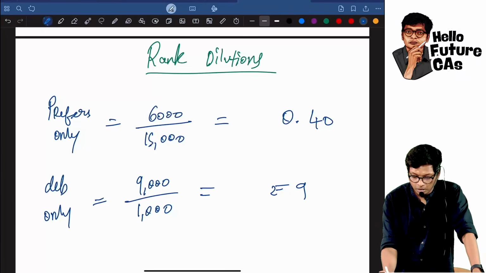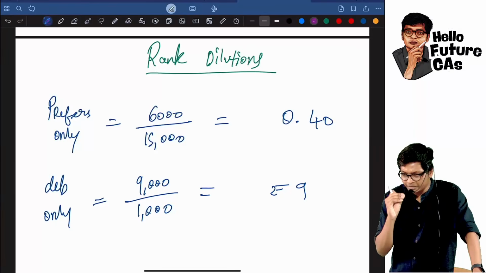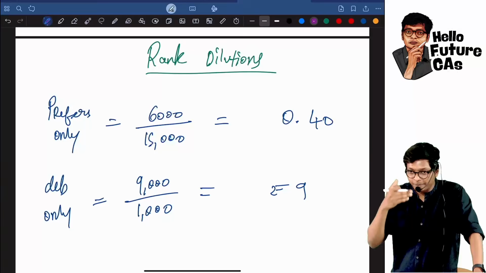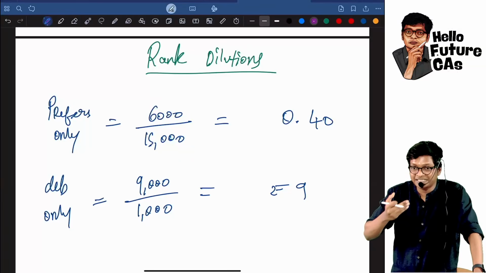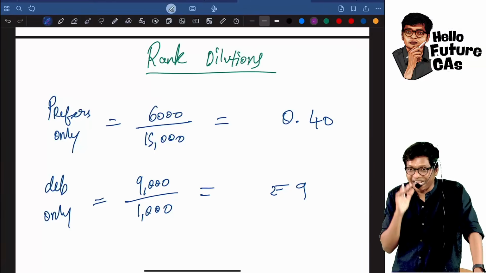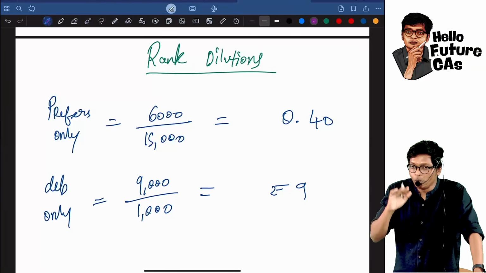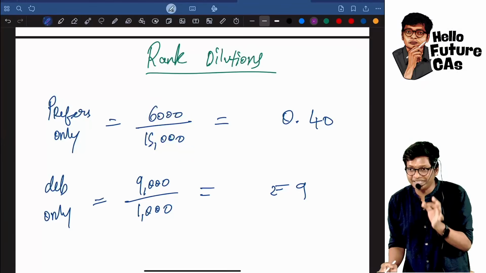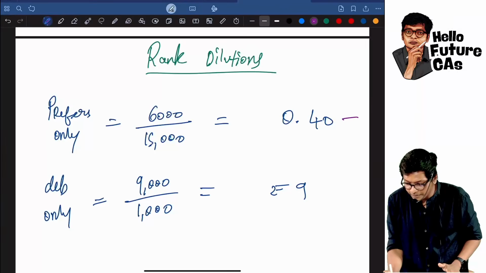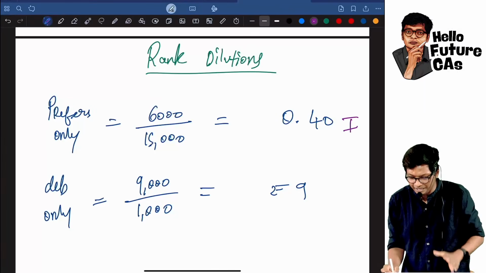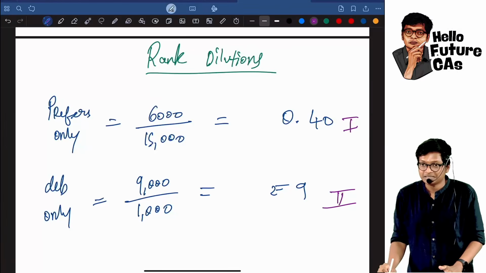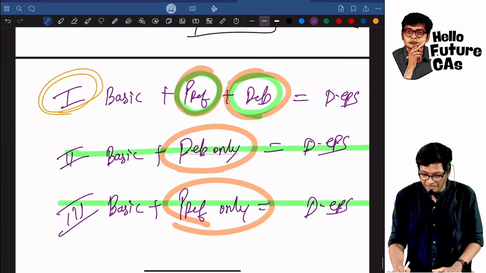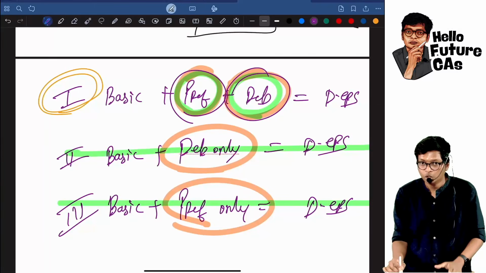So I'll tell the logic here. Logic will come in a minute. First you find preference separately and find debentures separately and rank them. How to rank? Lower number is higher rank. Mug up for now. Lower number is higher rank. So lower number 0.4 is first rank. 9 is second rank. Now when I am adding here, you need to add.